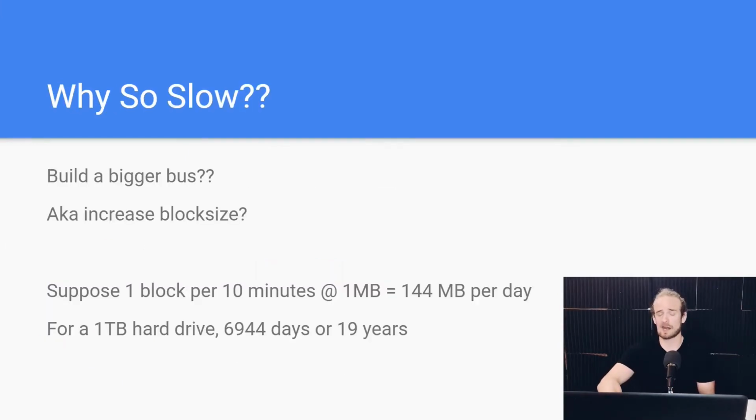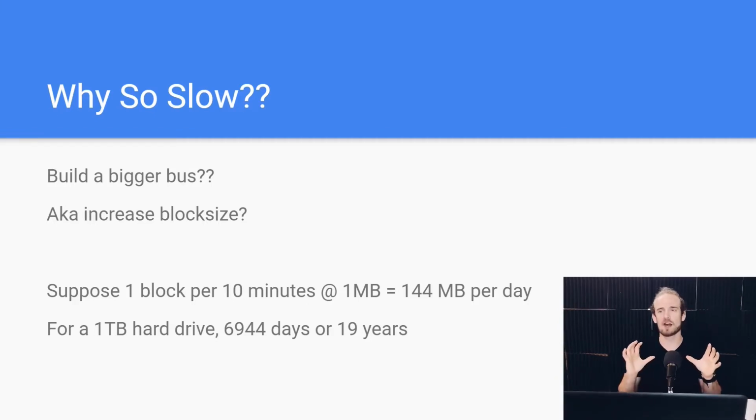So what can we do about this? Well, the simple answer seems, why don't we increase block size? Why don't we build a bigger bus? Let's get rid of that small little bus and get a double-decker bus in here. We can get everyone on that bus in one trip. And on the surface, this sounds like a fantastic idea.